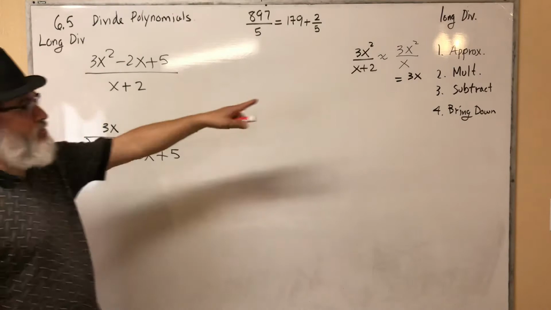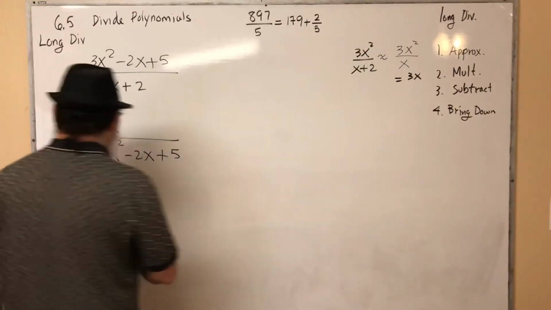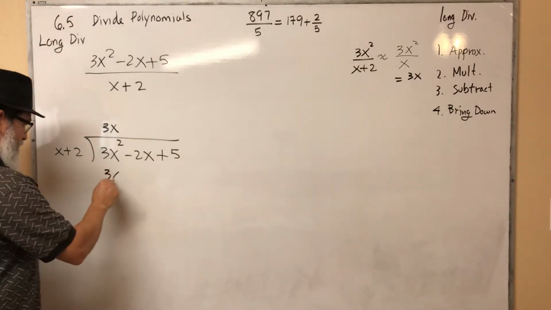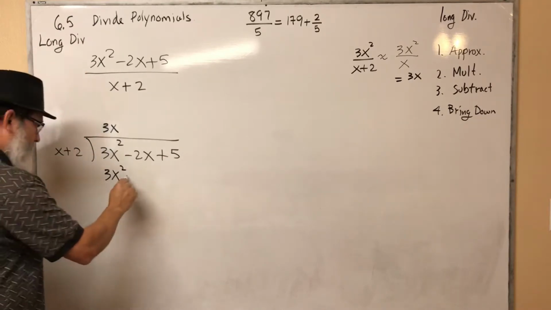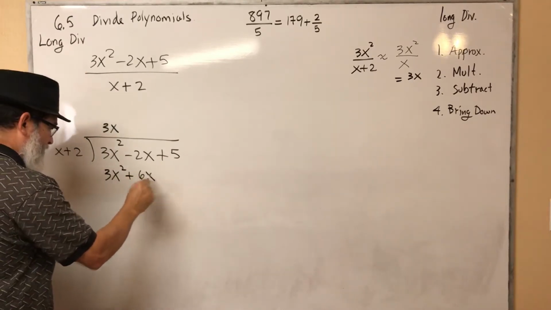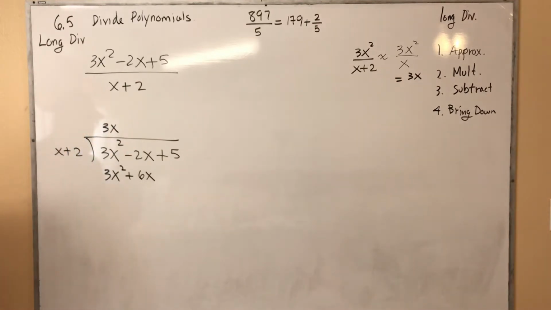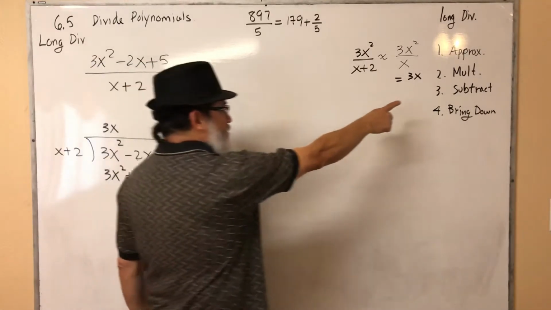Step number 2. Let's multiply. Okay? What's 3x times x? 3x squared. What's 3x times 2? Plus 6x. Nope, I line them up. That's your step number 2. Multiply. Step number 3. Subtract.